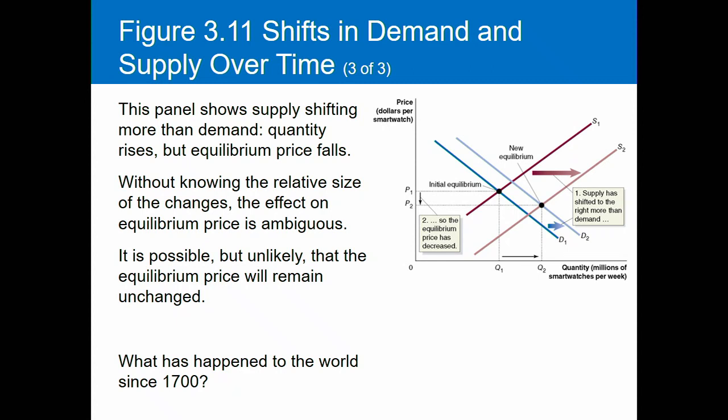So if we don't know the relative size of the changes of supply and demand when they both shift, the effect on the equilibrium price in this example is ambiguous. And it's even possible that the equilibrium price remains unchanged. If supply and demand both shift by the same amount, the price can remain the same, but the quantity increases. And it's very rare, but it is possible that it can happen.